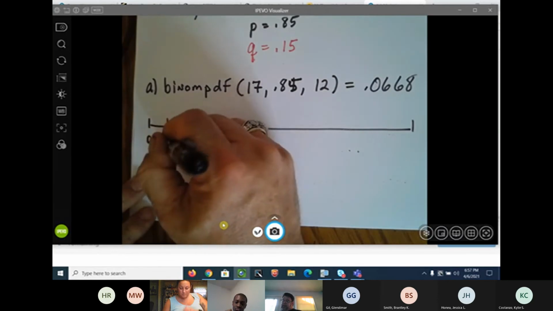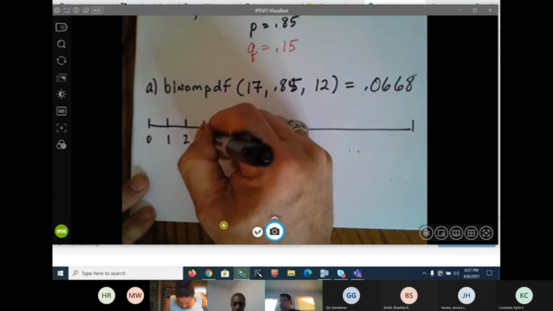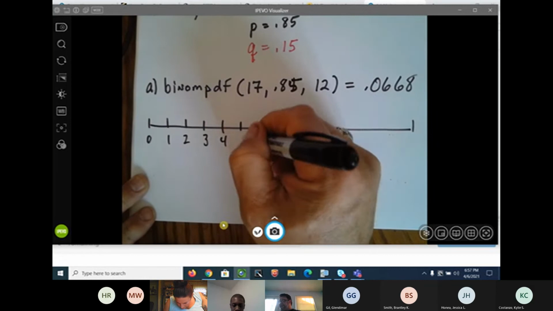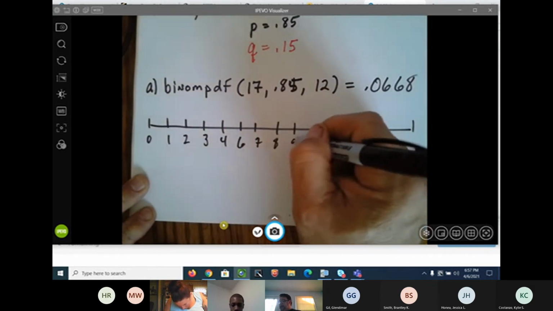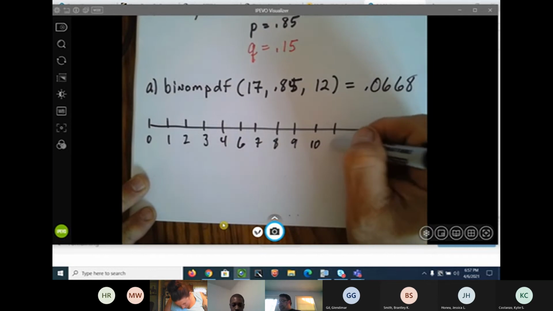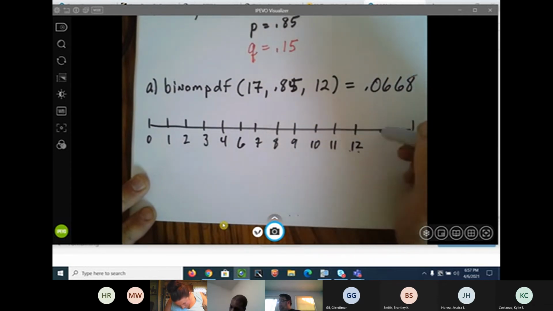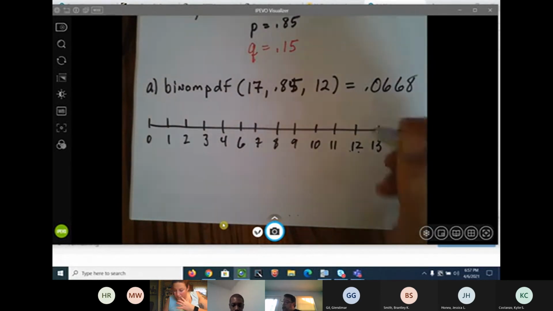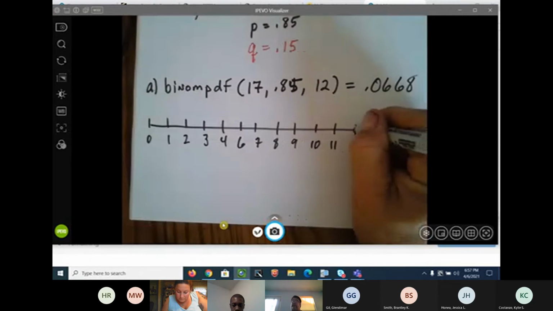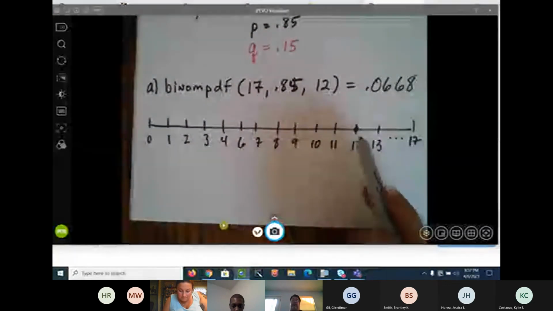Zero flights, 1 flight, 2 flights, 3 flights, 4 flights, 6, 7, 8, 9, 10, 11, 12, 13, 14, 15, 16, 17 is right here. Okay, now what did we just find? We just found exactly what? 12. So I put a little bitty dot on 12.